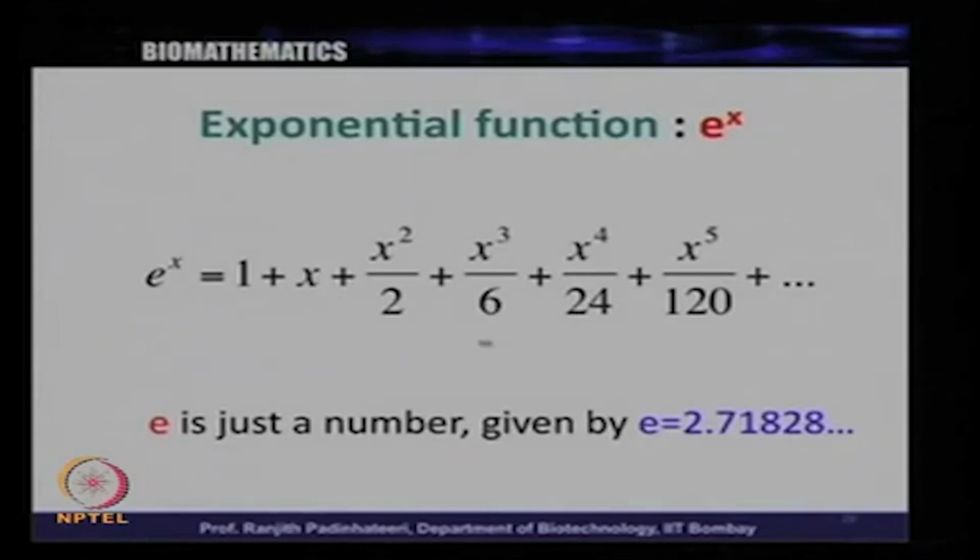Now, let us ask this question: where do we stop this series? Can we stop at x, x square, x cube? Is it correct to say that e power x is 1 plus x, or is it correct to say that e power x is 1 plus x square by 2? It is not always correct, but in some cases you can approximate e power x with 1 plus x and so on. So, let us look at this next graph here.